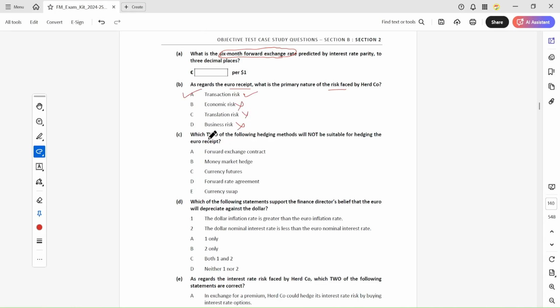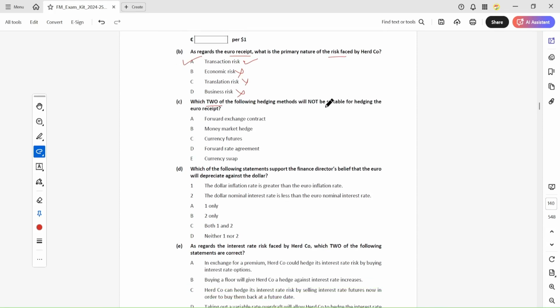Which two of the following hedging methods will not be suitable for hedging the euro receipt? For a receipt, forward exchange contract, yes. Money market hedge, yes. Currency futures, yes. Forward rate agreement, this is for interest rate risk, right? This is for interest rate risk.